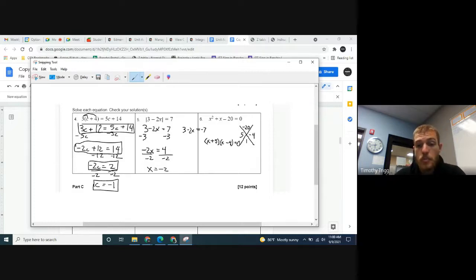Now what you do is you set each of these equal to 0. So x plus 5 equals 0. And then x minus 4 equals 0. And then you solve each of these. So for this left one, to solve for x, what I would do is subtract 5 both sides. Now give me x equals negative 5. So our first answer here is x equals negative 5.